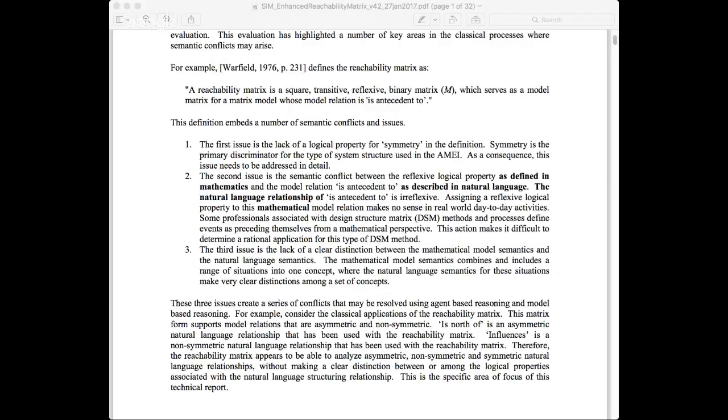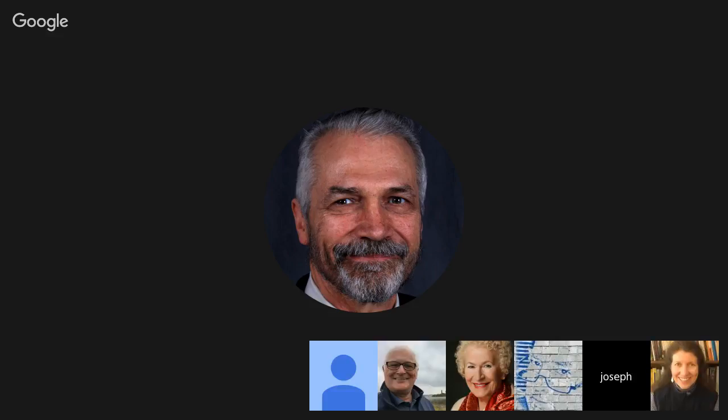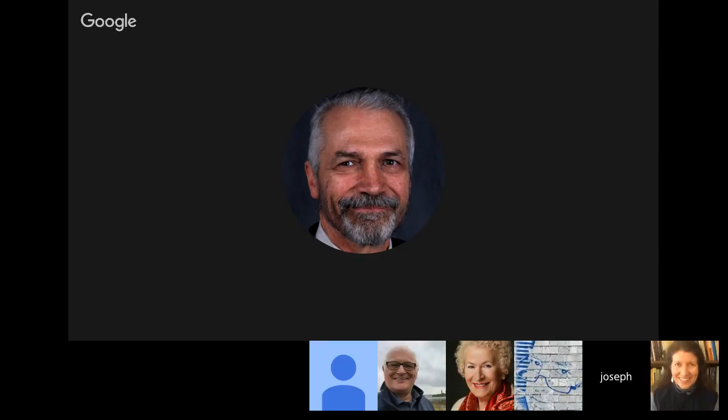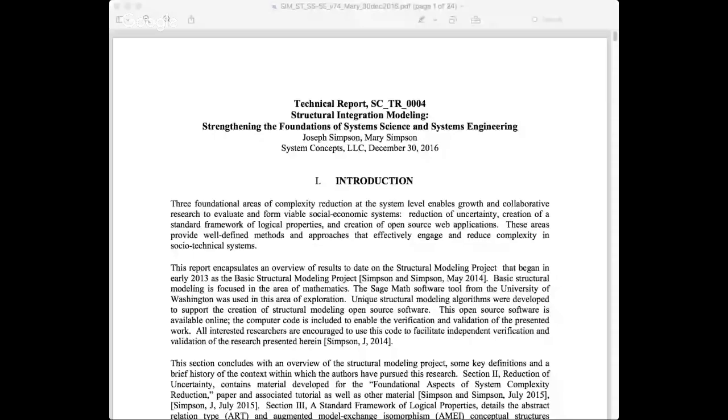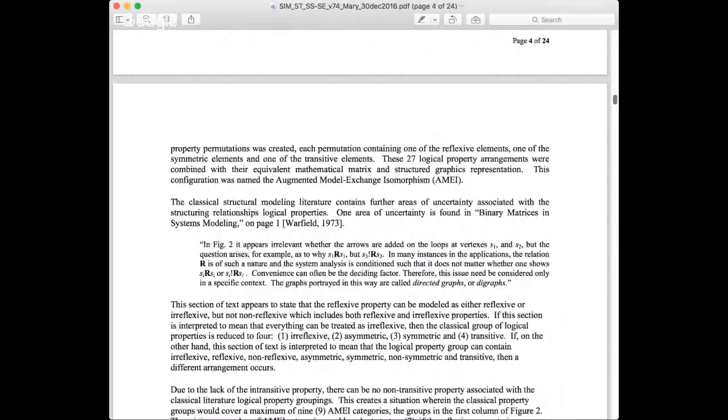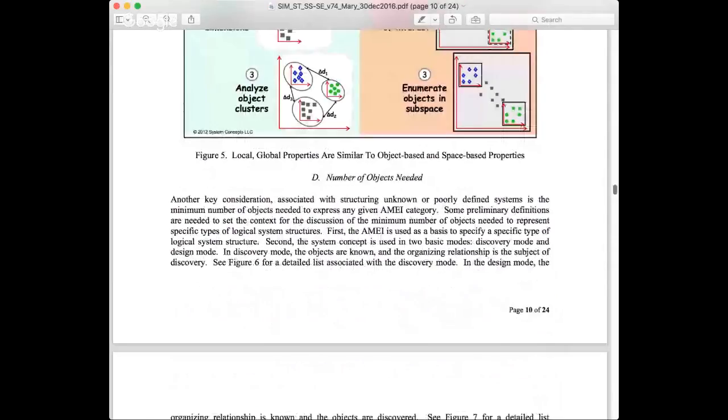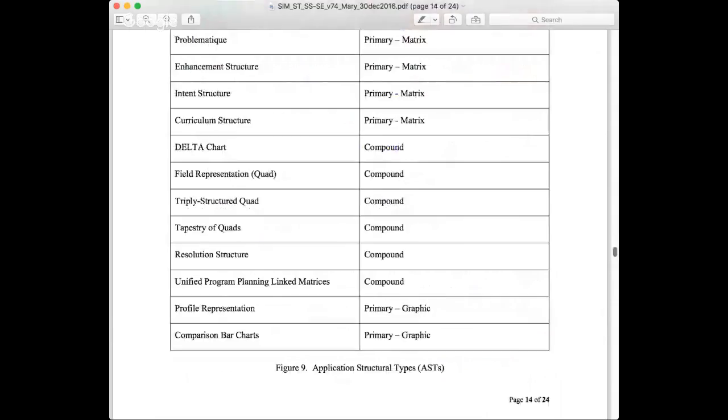Okay, I'm going to circle back then to technical report number 4, and we will look at, let's see if this is correct. Right. Okay. So we went over a lot of material in technical report number 4, but toward the end, we started looking specifically at the matrices that we were working with.